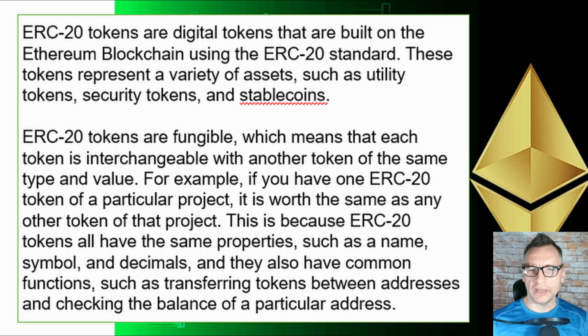For example, if you have one ERC-20 token of a particular project, it is worth the same as any other token of that project, not of any other project, but of that same project. This is because ERC-20 tokens all have the same properties, such as a name, symbol, and decimals, and they also have common functions such as transferring tokens between addresses and checking the balance of a particular address.